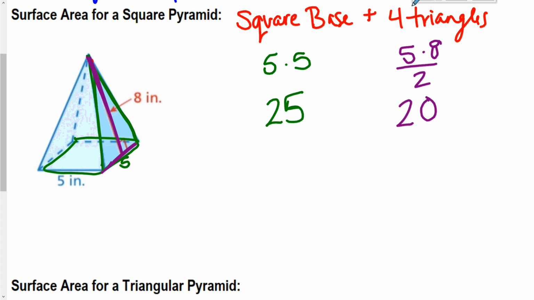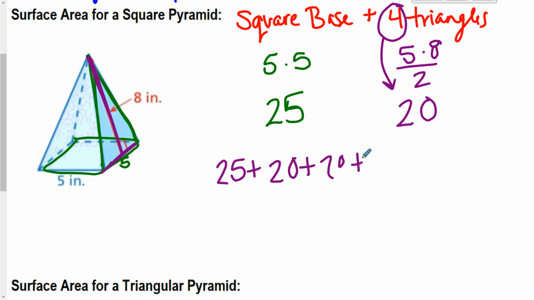But I have to remember, I have 4 of these triangles. So I really have my base of 25, and then I've got 4 triangles that are all 20. So when I add all of that up together, I get 105 inches squared.